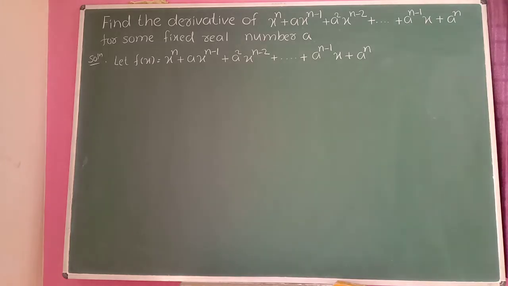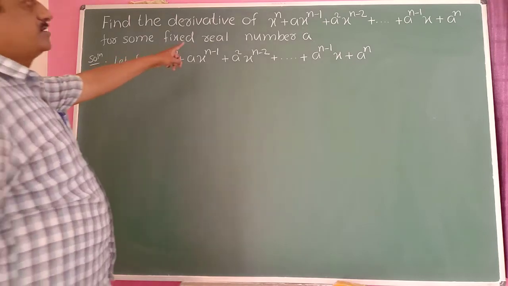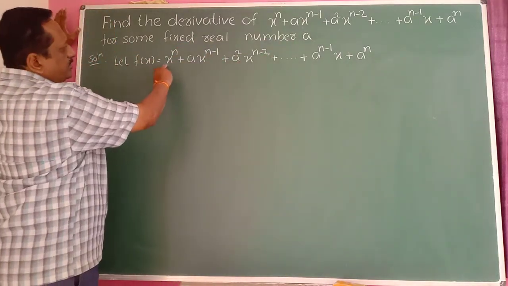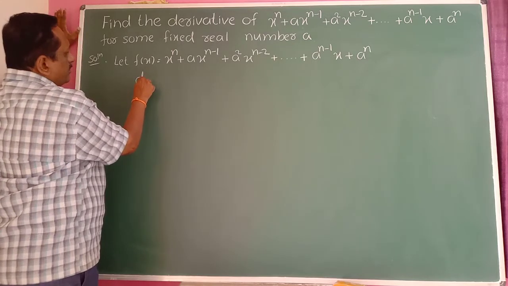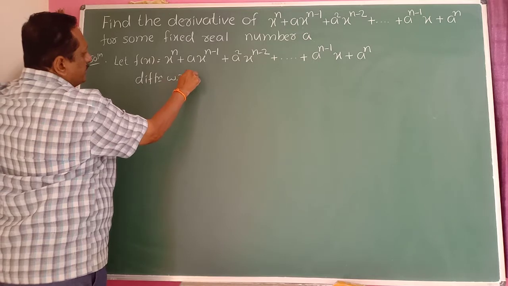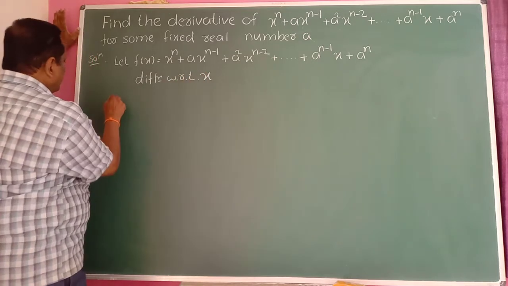So find the derivative of the given function. Here a is some fixed real number, which means it is a constant. So take f of x equal to the given function, differentiating with respect to x.